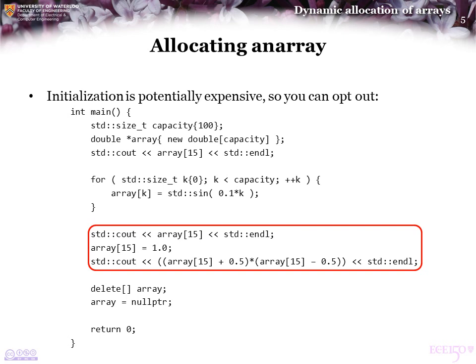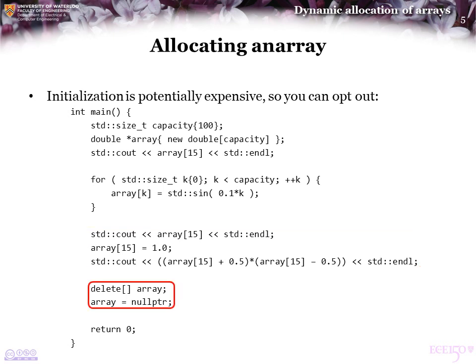Following this, we're going to print what is at index 15 of this array. We will then set index 15 of this array to 1.0, and then we will use that entry in this arithmetic expression. Now, in this case, because we know that the 15th entry is now 1.0, we can deduce that this is going to print out the product 1.5 times 0.5, which is equal to 0.75.